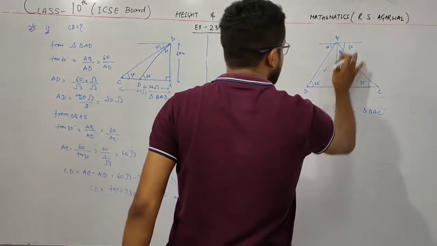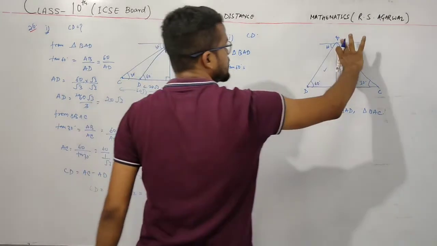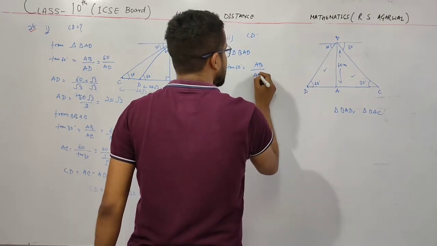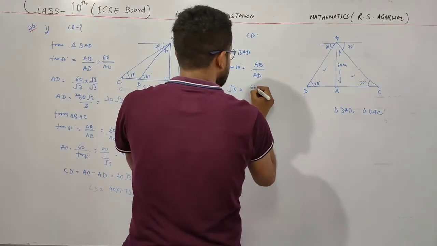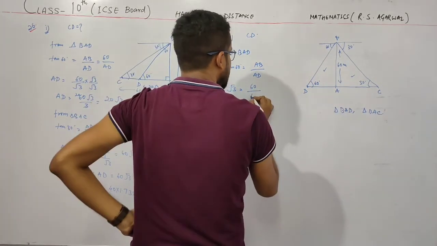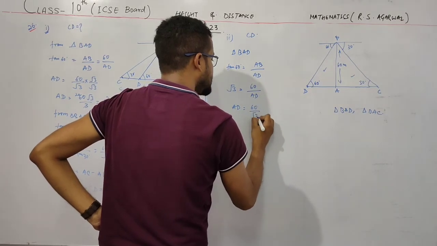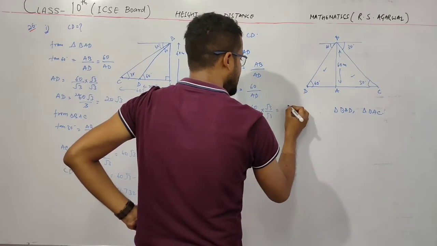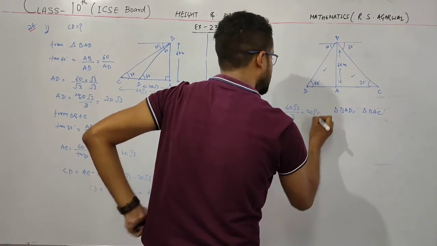Now in the second condition, firstly I am taking triangle BAD. So in triangle BAD, tan 60 degree is equal to, this is the height AB and this is the base AD. So tan 60 degree is root 3, AB is 60 and here AD. Now AD is equal to 60 by root 3. Rationalize this. In a similar way, I write 60 root 3 upon 3. This is 20 root 3.